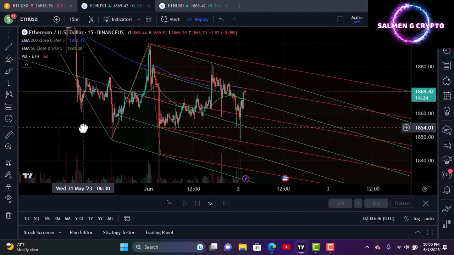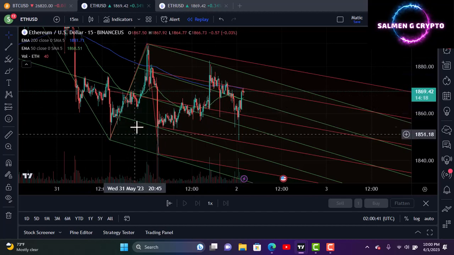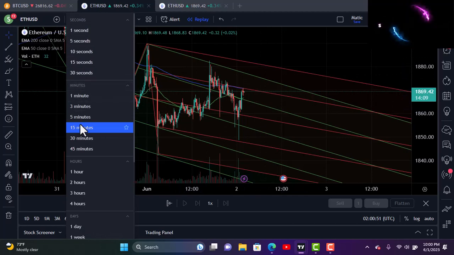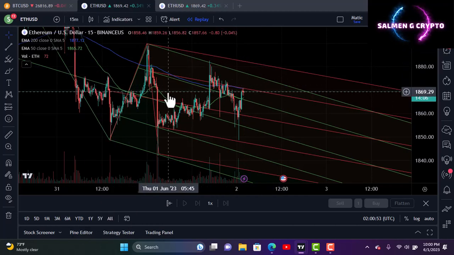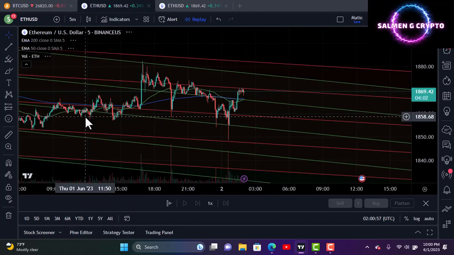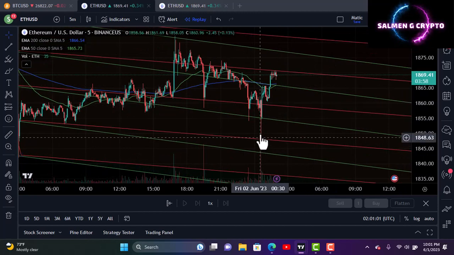This can become very confusing if you have pitchfork upon pitchfork. So make sure you have a different color each time. So the best approach is to draw these pitchforks on the 15 minutes time frame and then move on and trade on the 5 minutes time frame. So that way you could easily identify those reversals within the range.